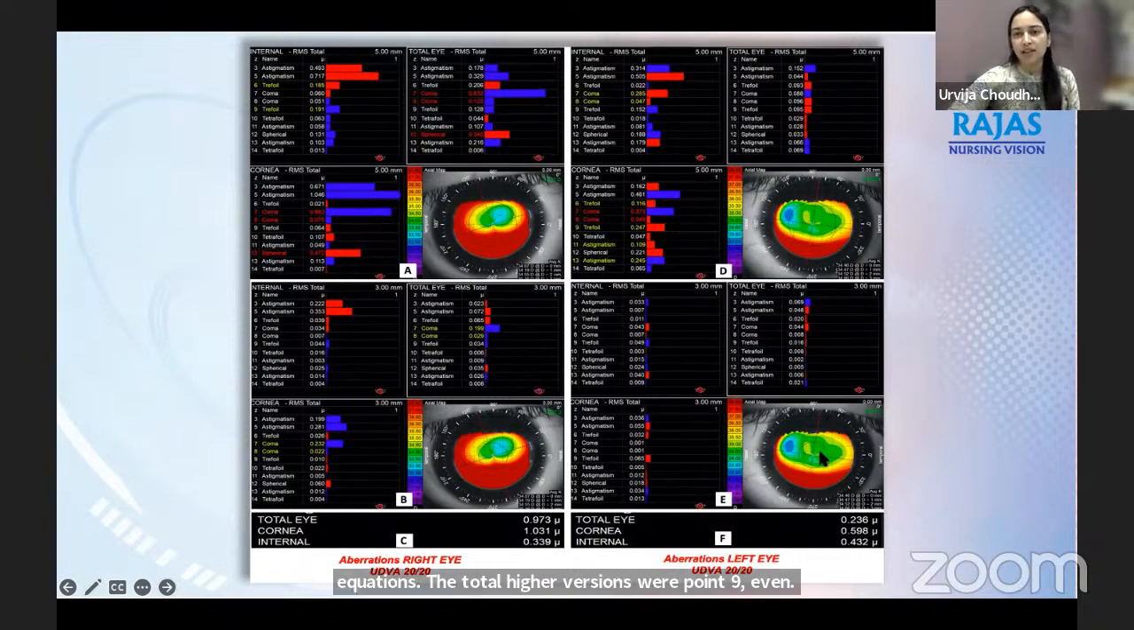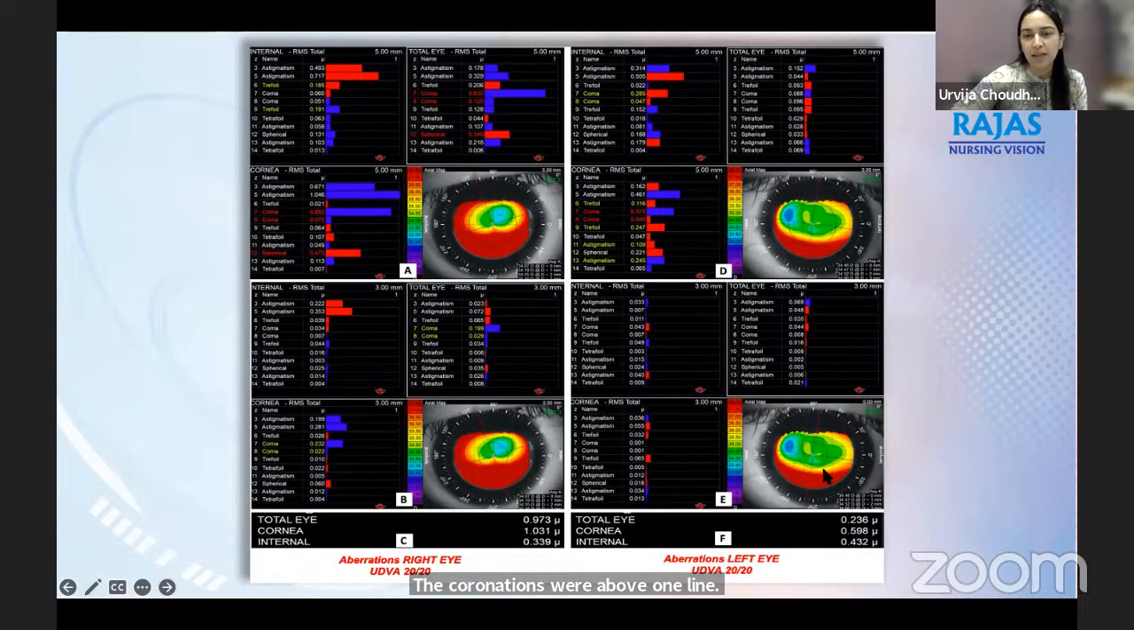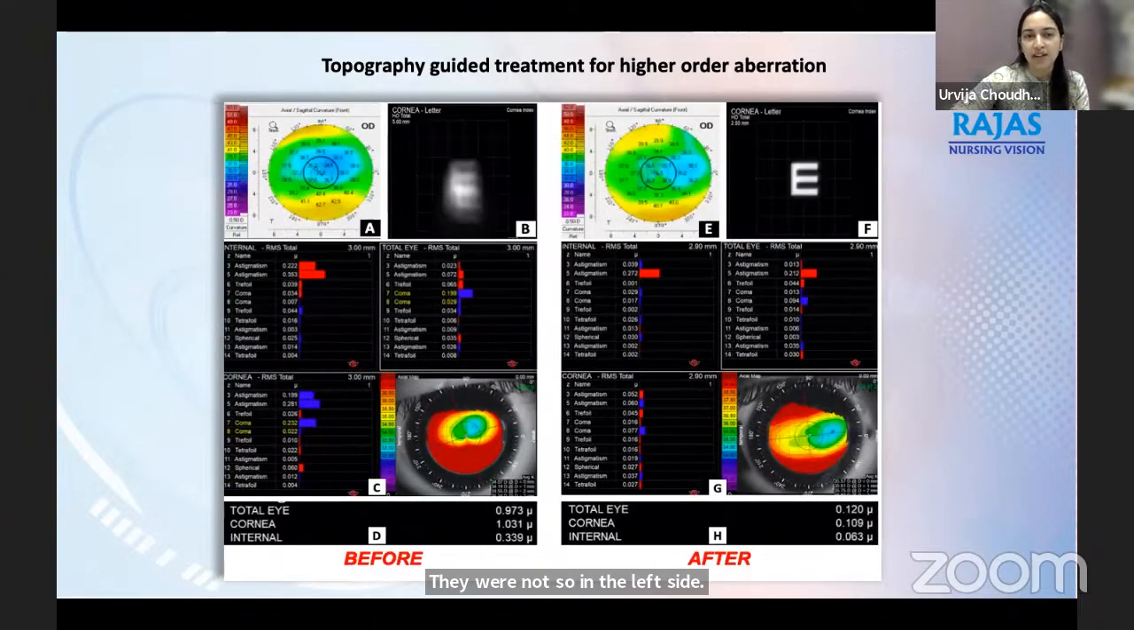They were not so in the left eye. They were still high, but he had main complaints from the right eye. So we decided, let's do the right eye first. And if it goes well, then we'll go for his left eye. So actually, he benefited from a topography-guided treatment.